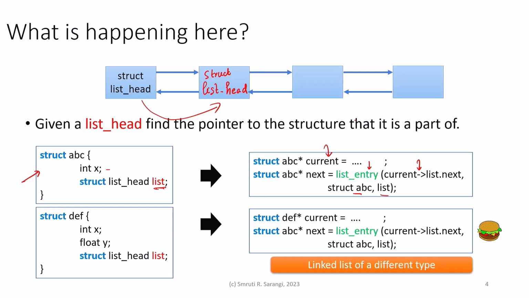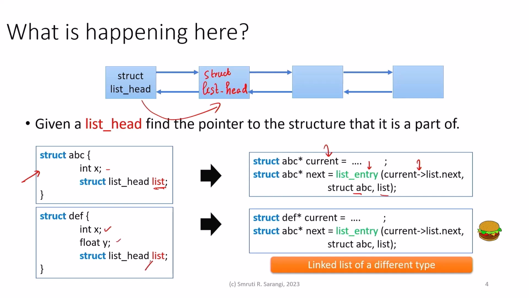So it turns out that we can do something that is even trickier and non-intuitive, which is normally not possible in other implementations of a linked list. So what you can do is to consider another structure which has an int X and a float Y.